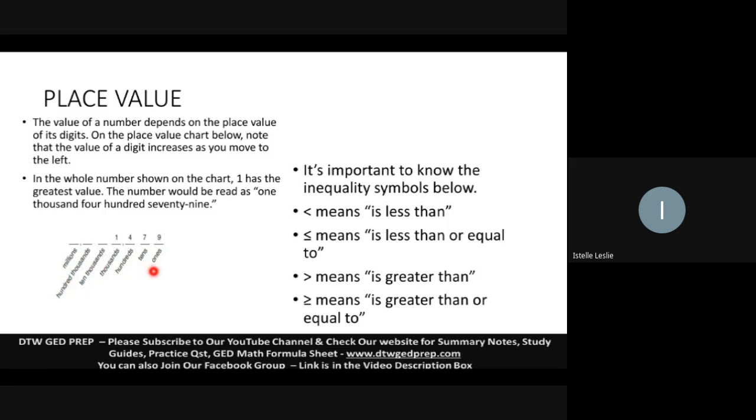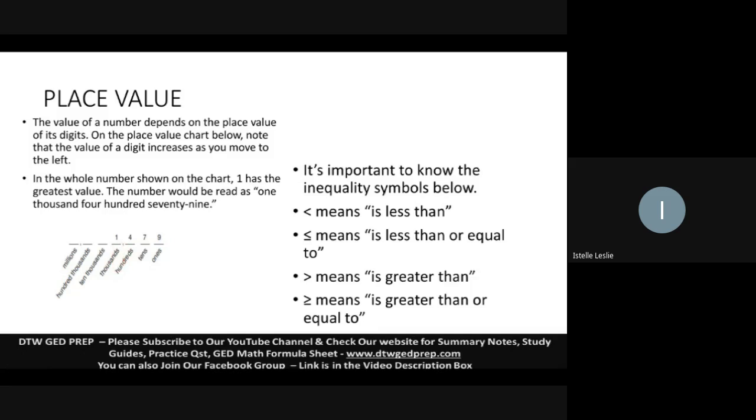So we always start from the right. We have the first digit here, 9, standing for the ones, 7 is standing for the tens, and then 4 is in the place value of hundreds, and 1 is in the place value of thousands.